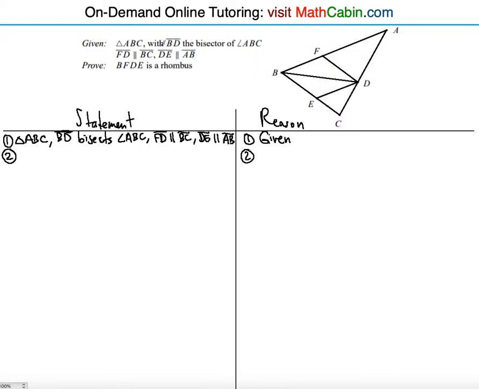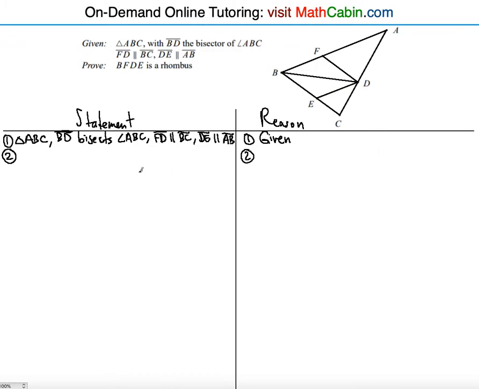So in this example, we're given the triangle ABC, with BD being the bisector of angle ABC, meaning that it bisects this angle ABC, this BD line segment, into equal angles. It divides angle ABC into two equal angles. That's what angle bisector means. And FD is parallel to BC. These two are parallel, and also DE is parallel to AB. So AB is parallel to DE.